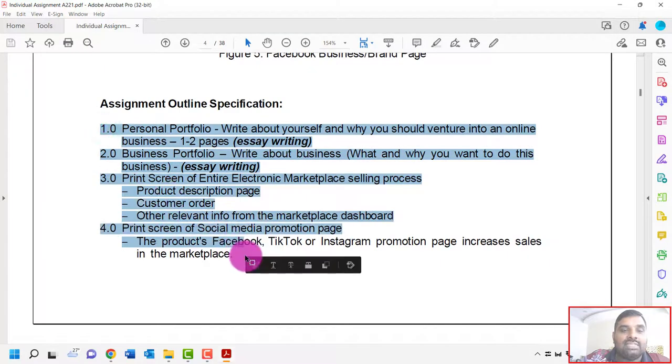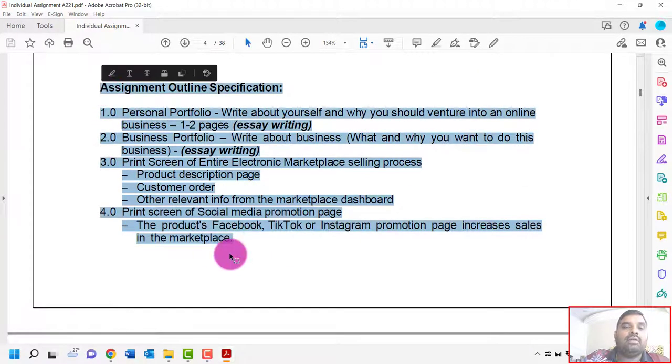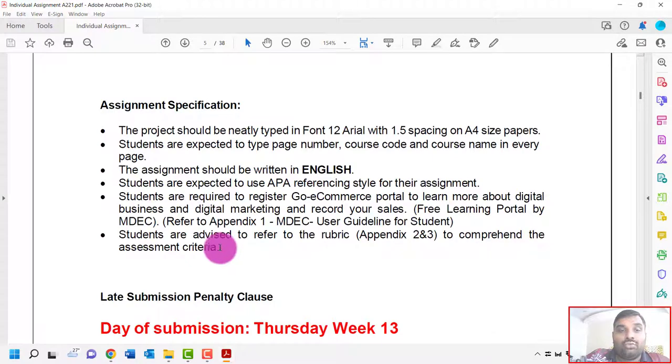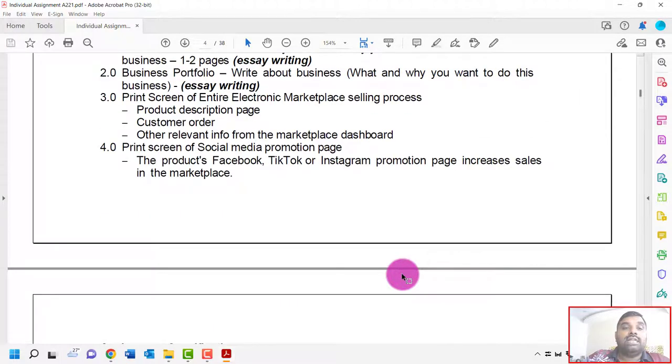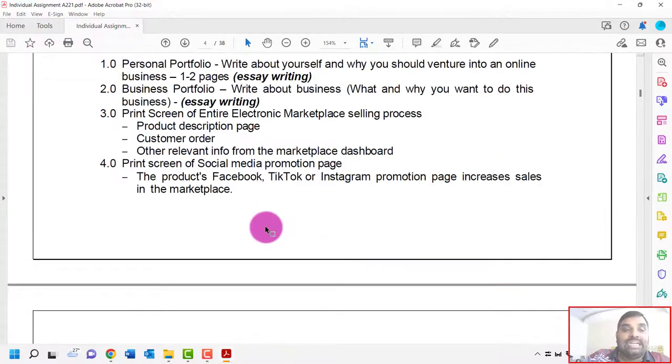So only 4 components for this assignment. Very simple. And you are required to follow this advice. There is another thing you have to include for this assignment, which is your sales. You are required to go to the e-commerce portal by MDEC, and you have to print screen your portal as well. That is an additional one, maybe 5.0. You have to print screen.